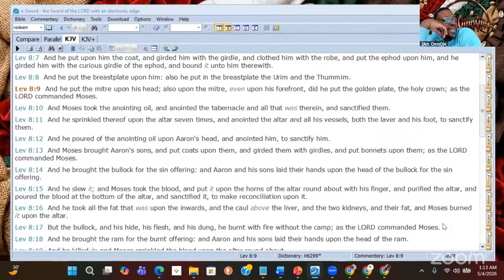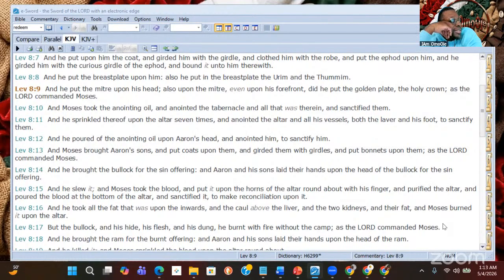Even upon his forefront did he put the golden plate. So he put on the mitznefet first, and then he put on the golden plate over the mitznefet on his head as well. The holy crown, as Jehovah commanded Moshe.